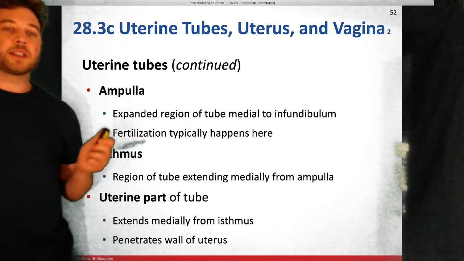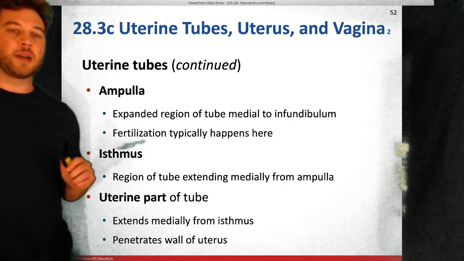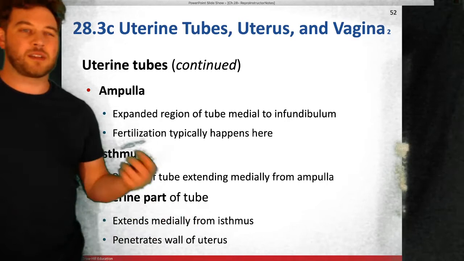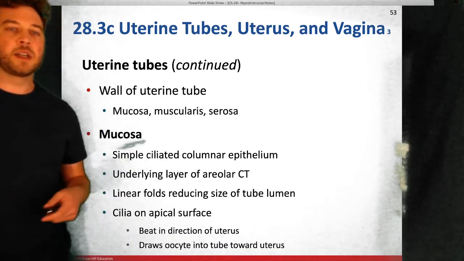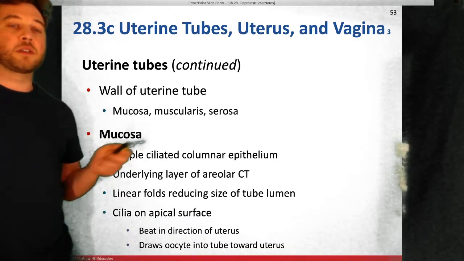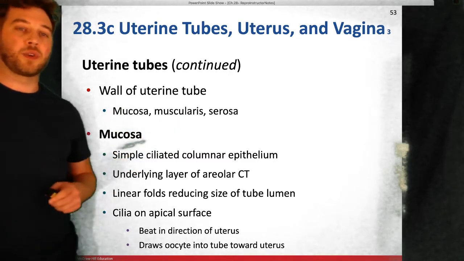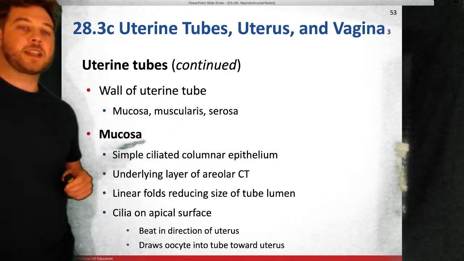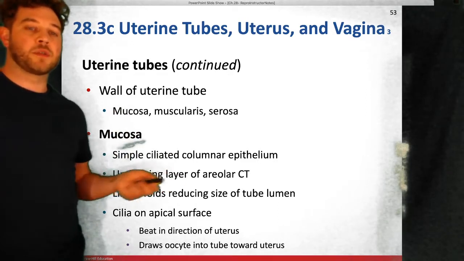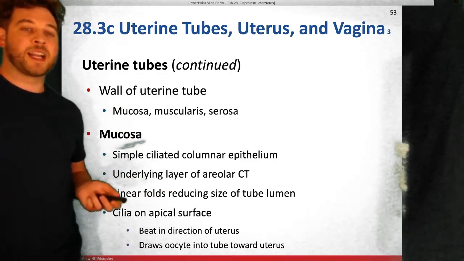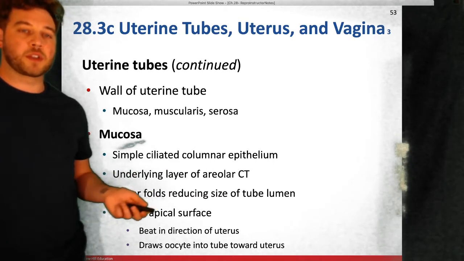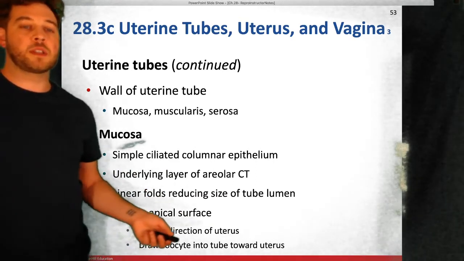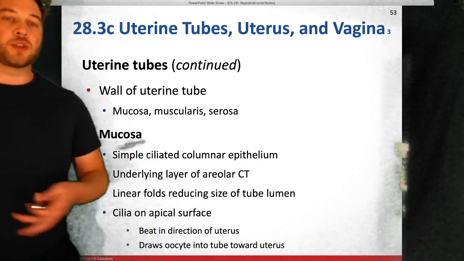Next is the ampulla. This is where fertilization typically occurs. Then you have the isthmus, which is the longer part, and the uterine part of the tube, which penetrates the wall of the uterus. I've done this in the lab, so I'm not going to spend a lot of time. The walls of the uterine tube have mucosa, muscularis, and serosa layers. The mucosa is simple ciliated, with linear folds to reduce the size. It has cilia on the apical surface, closest to the lumen, that beat in the direction of the uterus, drawing the oocyte in towards the uterus.